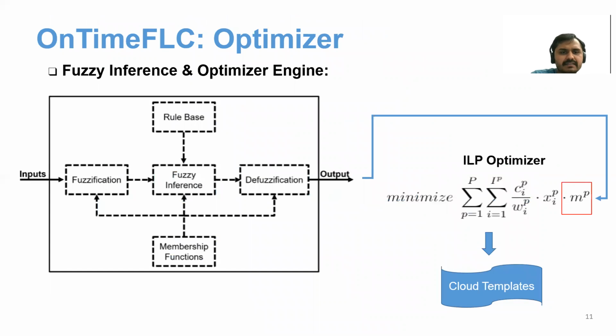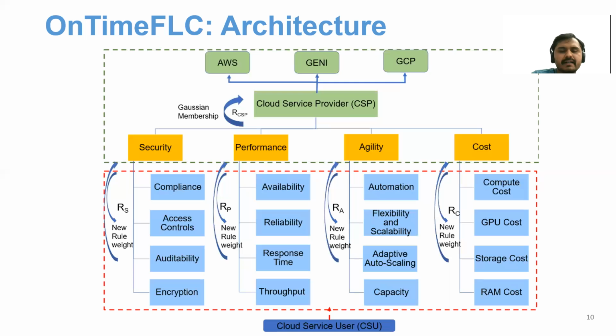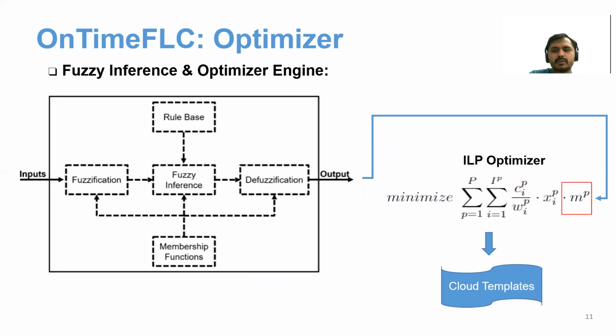So once the PACS has been generated from the lower level, and a ratio of AWS, Genie, and GCP has been decided by the fuzzy inference model, this ratio is passed on to our ILP optimizer, which then creates cloud template solutions by considering favorably those clouds which have a higher ratio from the fuzzy inference model, which is governed by this MP factor here. And there are multiple templates created. We use these templates to run the workflow, and the execution time of those workflows decides how well our fuzzy inference model has performed.